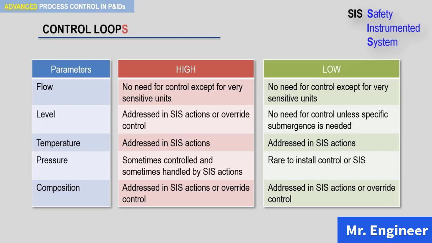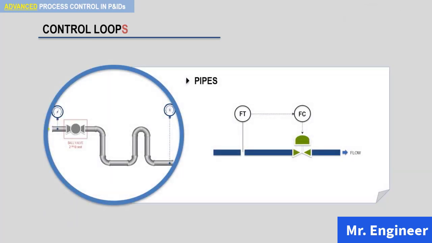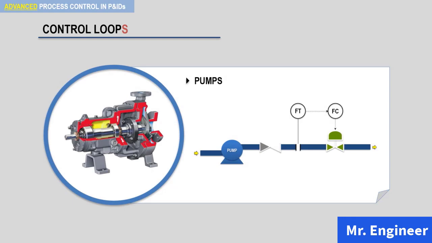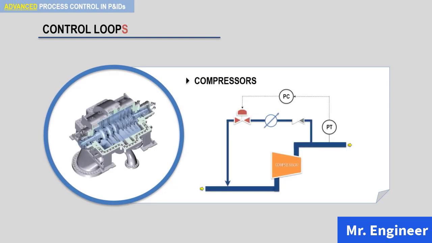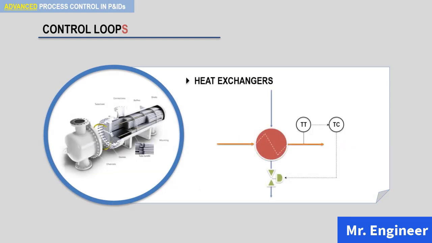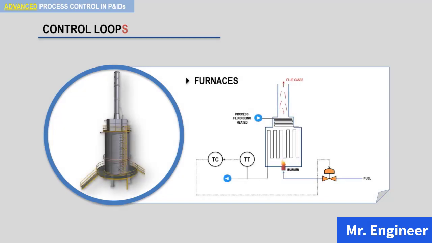Now, the rest of this section will provide an advanced overview of the general control loops around the most common process elements. We will cover control loops for pipes, fluid movers like pumps and compressors, and heat transfer equipment like heat exchangers and furnaces.